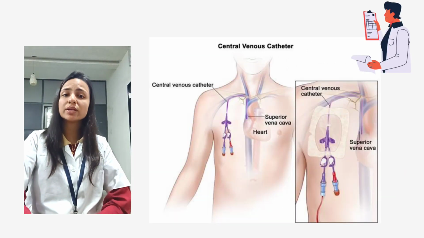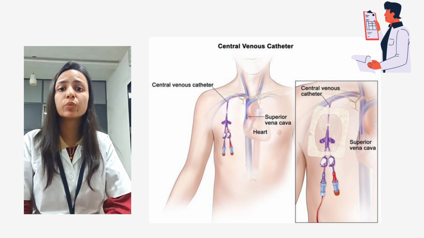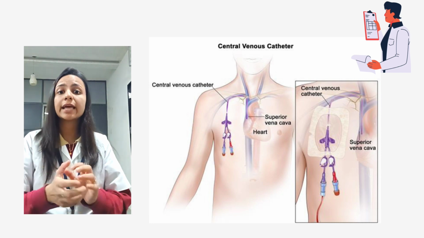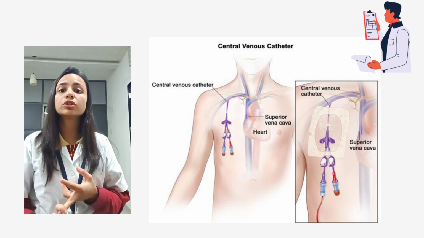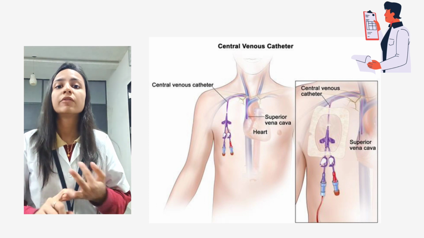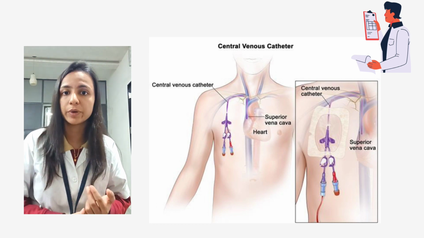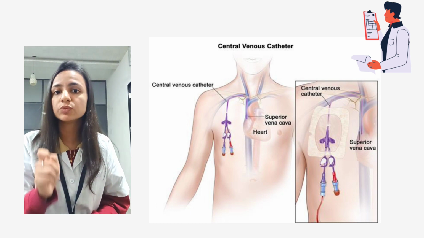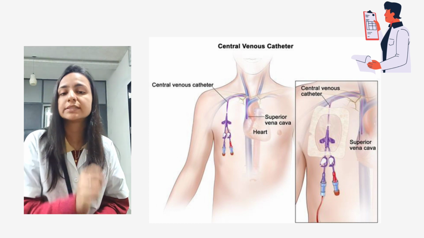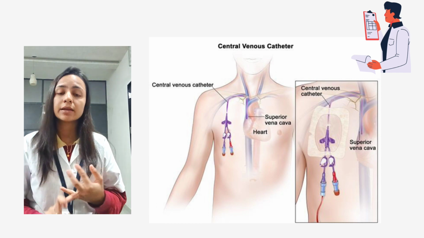Now the next one is central venous pressure. Central venous pressure is very important because it helps us to detect the functioning of the right heart, also the vascular tone, venous return, and effectiveness of heart pumping. The veins which are taken as a reference are the subclavian vein, basilic vein, jugular vein, and femoral vein.